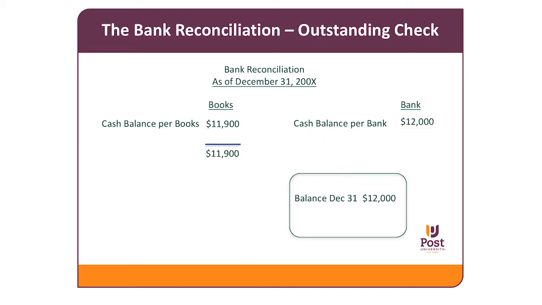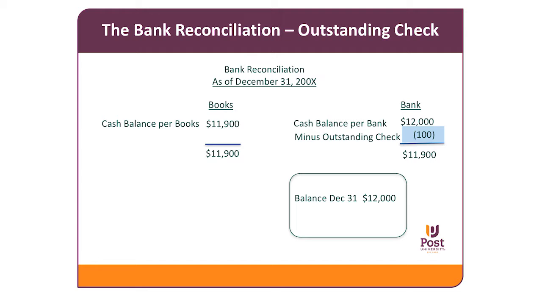Outstanding checks are checks that you have written but have not yet cleared the bank. As you can see, the books show a balance of $11,900 and the bank shows $12,000. This is because you wrote a check for $100 on December 31st and mailed it to your supplier. Your supplier will eventually get the check, cash it, and it will go through your bank account. But right now the bank shows a $12,000 balance because the check has not yet gotten to the bank.